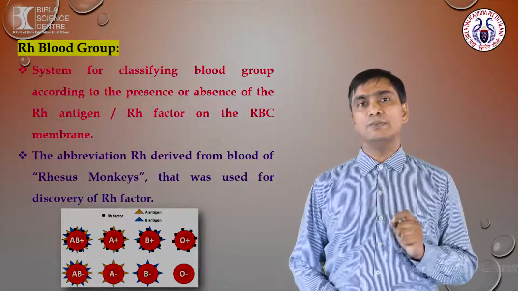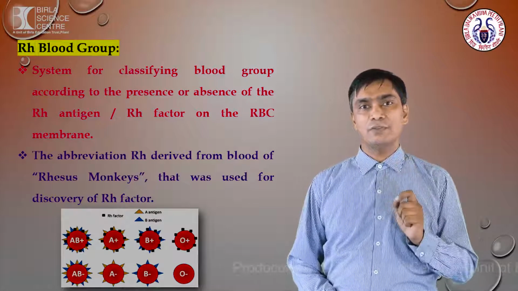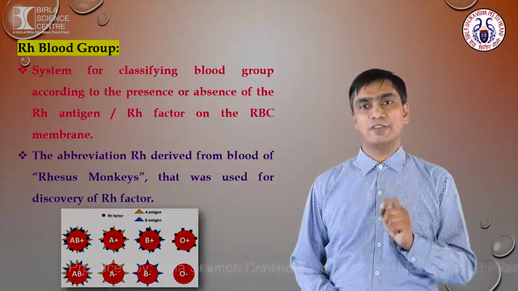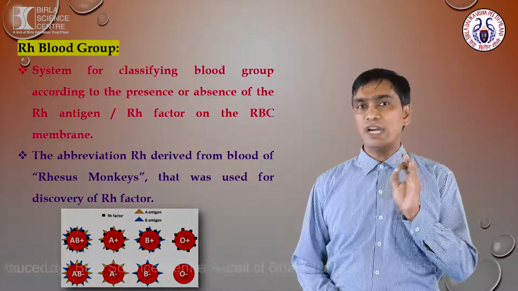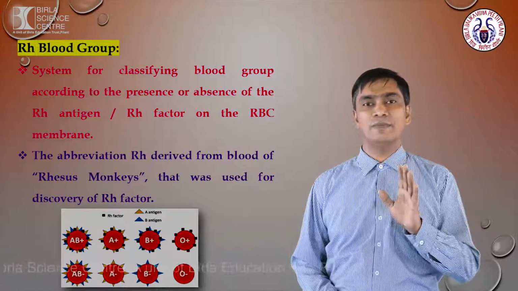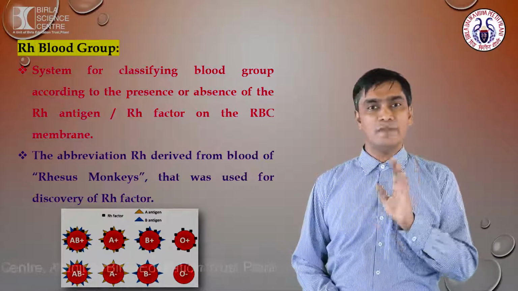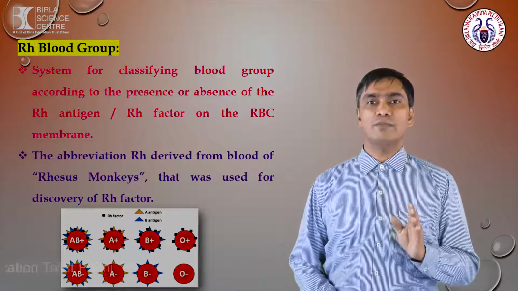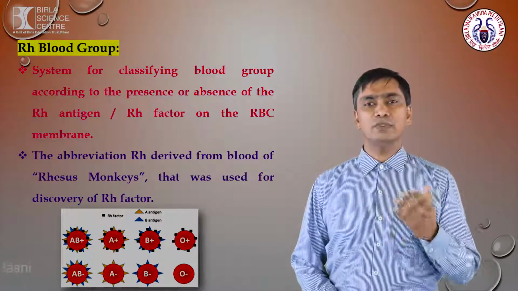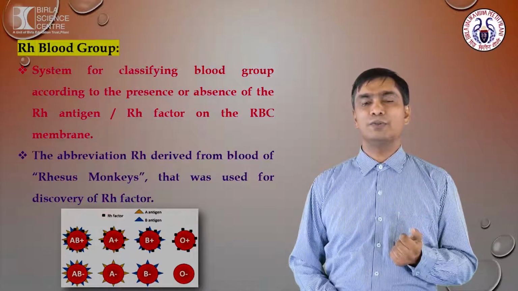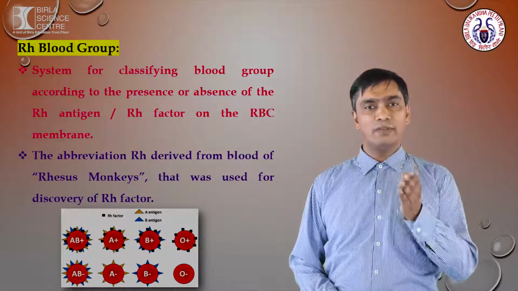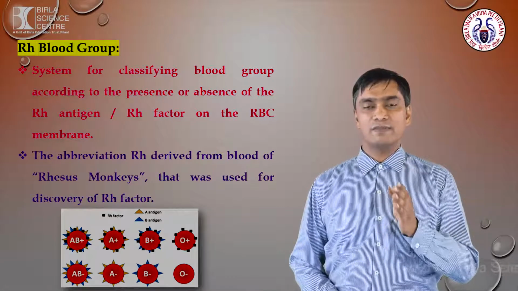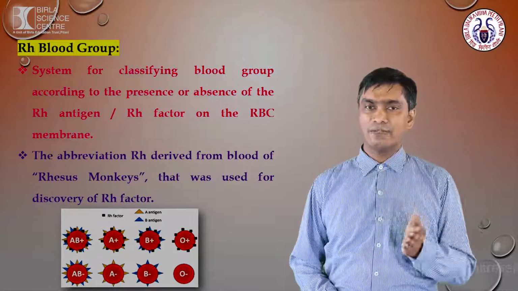Next, RH blood group. It is a system for classification of blood group according to the presence or absence of RH factor, RH antigen, on the surface of RBC. If RH antigen is available on the surface of RBC, it is RH positive. If it is absent, RH negative. The abbreviation RH is derived from the blood of the rhesus monkey that was used by the scientists for the discovery of RH blood group. In the diagram you can clearly observe that along with A or B, if this antigen is available on the RBC surface, blood is RH positive. If it is absent, blood is RH negative.